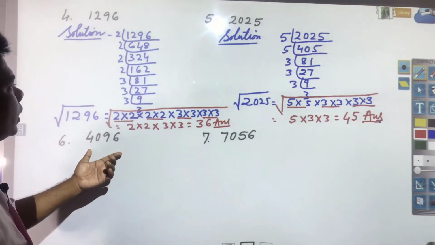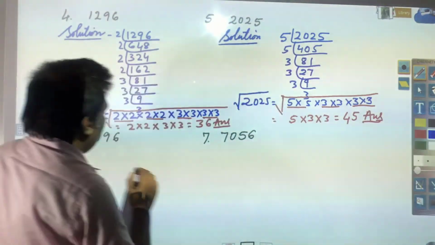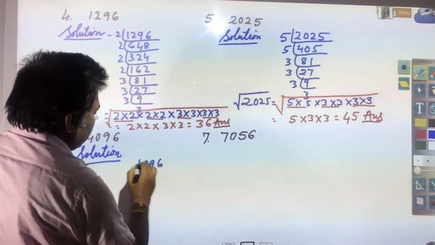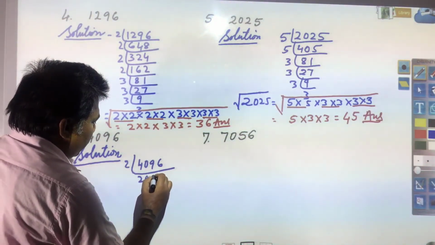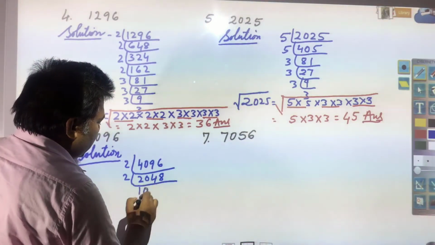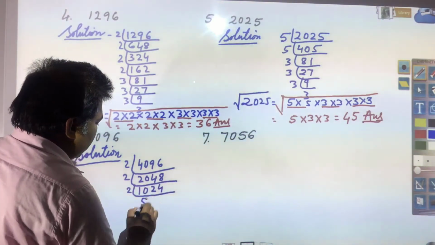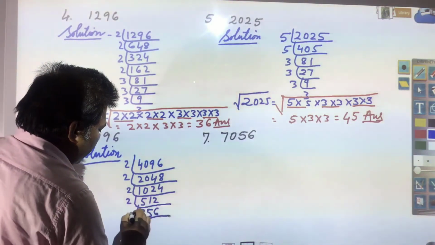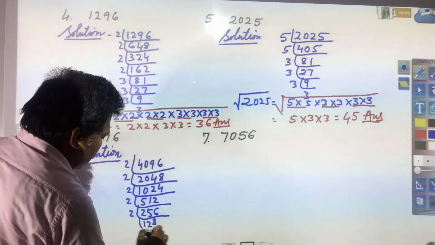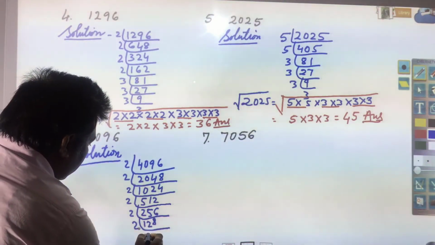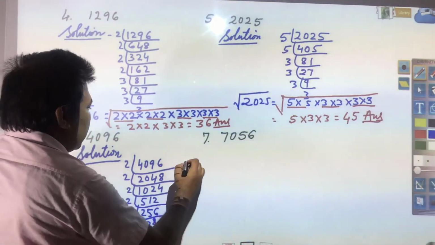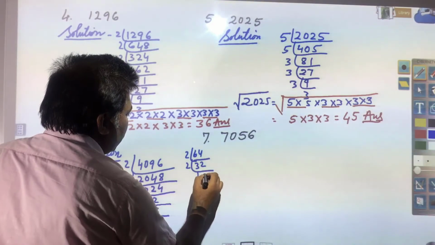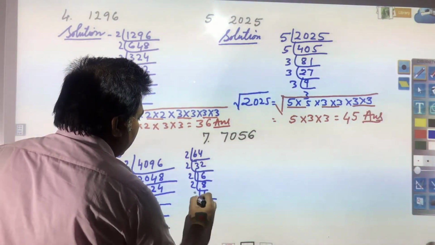Next you have 4096. So, start with 2. 2 2s are 4, 2 4s are 8, 2 8s are 16, 2 1s are 2, 2 2s are 4, 2 4s are 8, 2 5s are 10, 2 1s are 2 and 2 2s are 4, 2 2s are 4, 2 5s are 10, 2 6s are 12, 2 1s are 2, 2 2s are 4, 2 8s are 16 and 2 6s are 12, 2 4s are 8 and 2 3s are 6, 2 2s are 4, 2 1s are 2, 2 6s are 12, 2 8s are 16, 2 4s are 8 and 2 2s are 4.